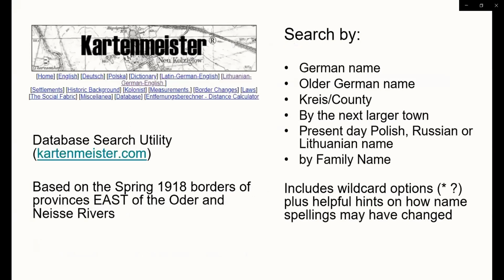The online database Kartenmeister is not the only resource for this sort of information, but it is a very useful starting point when looking for changes of place names in areas east of the Oder and Neisse rivers. Details are based on the spring 1918 borders. We can search by the German name, an older German name, the Kreis or county, by the next larger town, and the present day Polish, Russian or Lithuanian name, and even by the family name. The database includes wildcard options and helpful hints on how name spellings may have changed.